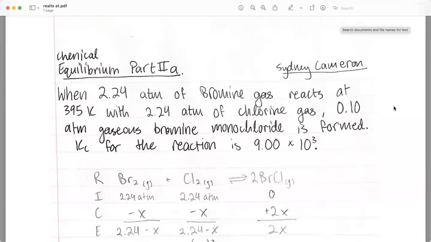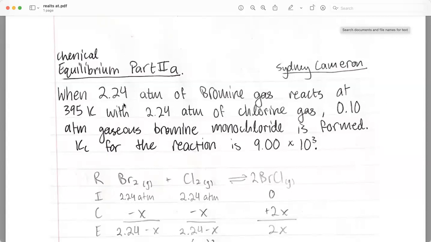My name is Sydney Cameron, and I'm going to be reviewing how to solve question part 2A in the equilibrium section of exam 2. So the problem is when 2.24 atmospheres of bromine gas reacts at 395 Kelvin with 2.24 atmospheres of chlorine gas, 0.10 atmospheres of gaseous bromine monochloride is formed. Kc for the reaction is 9.00 times 10 to the third.